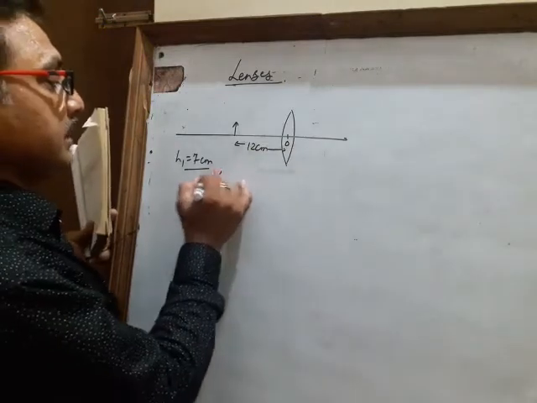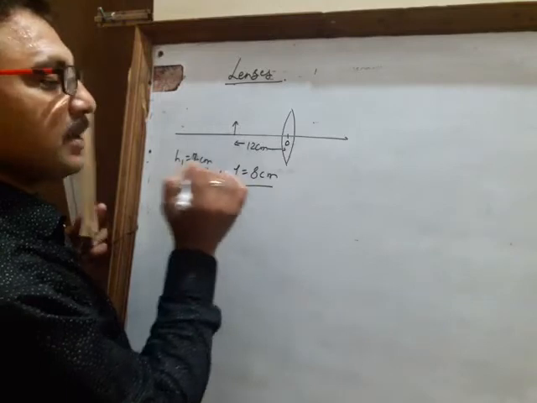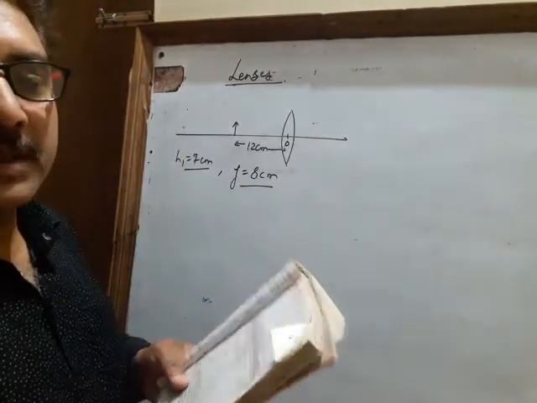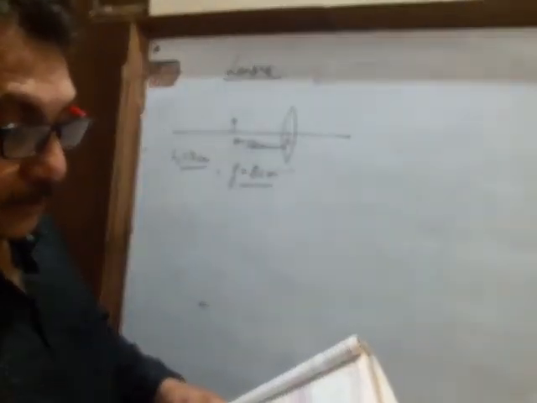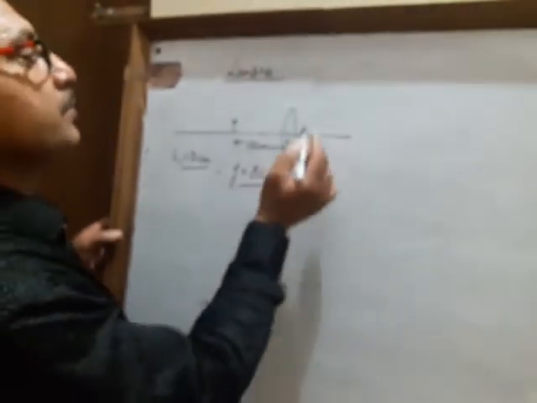Of focal length 8 centimeter. The focal length of the convex lens is 8 centimeter. This will be plus because the focal length of a convex lens is positive. So find the position, nature and height of the image. This is the question.